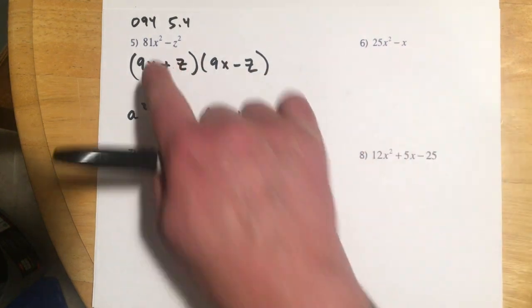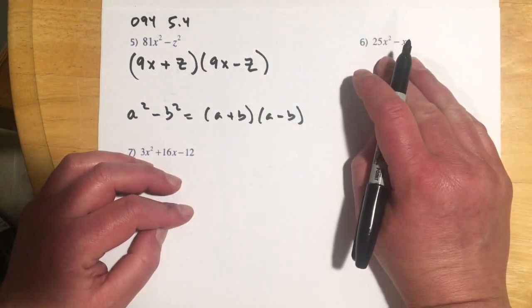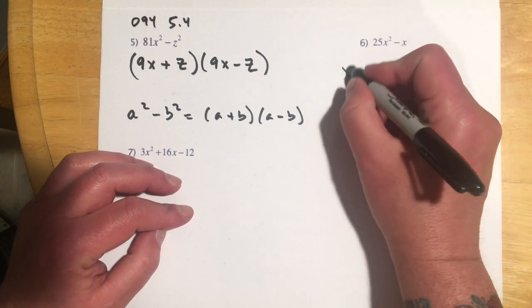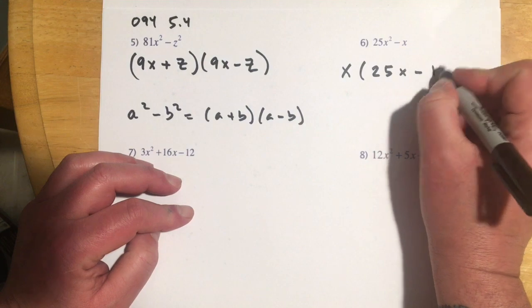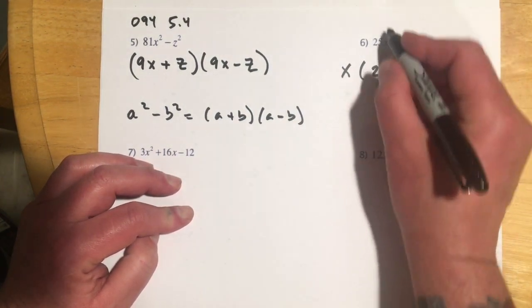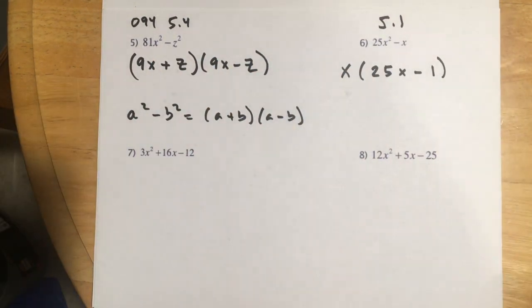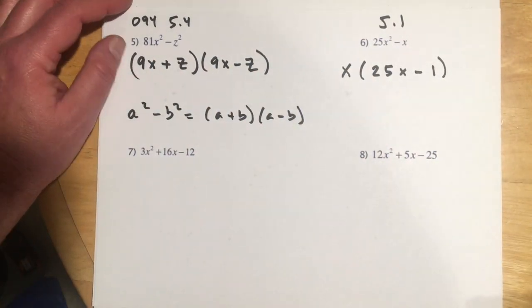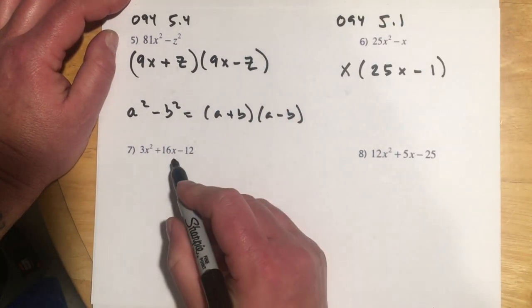The next one looks like one of those, except that x is not a perfect square. So that's actually the too easy it's hard GCF of x would come out front. 25x minus 1, because x times minus 1 gets me minus x. So that one was just a GCF from 5.1, but often gets confused with 5.4 difference of squares. And again, that's an 094 number.